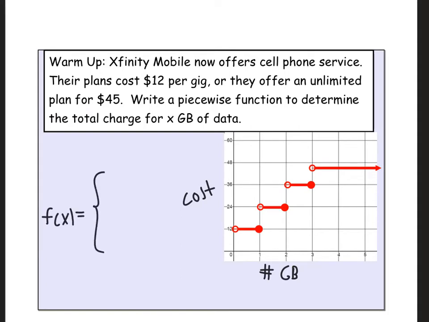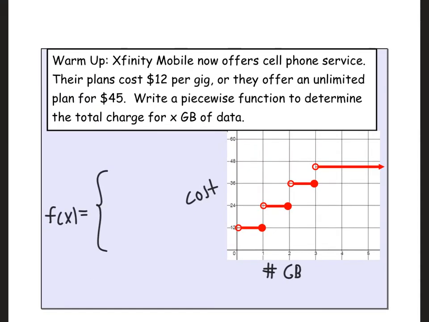It looks like there's going to be a few pieces on there. Let me just erase this so we have a little space. All right, so f of x is going to equal, let's talk about this first piece right there. The y value equals 12 for x values that are greater than 0 and all the way up to 1. So the domain restriction would be 0 is less than x, which is less than or equal to 1. Technically, if you use exactly 1 gig, it's going to be $12.